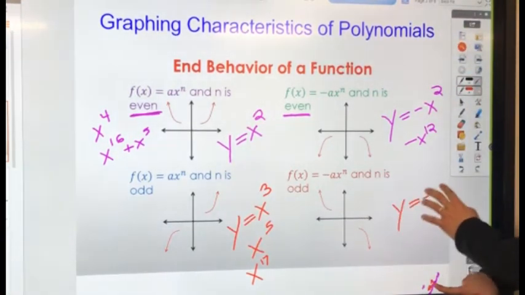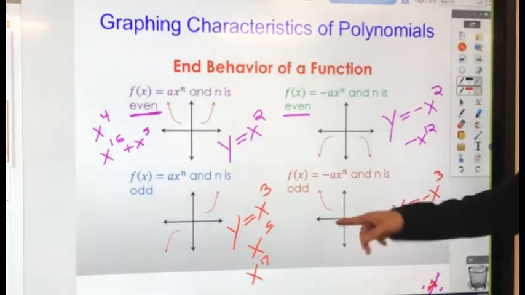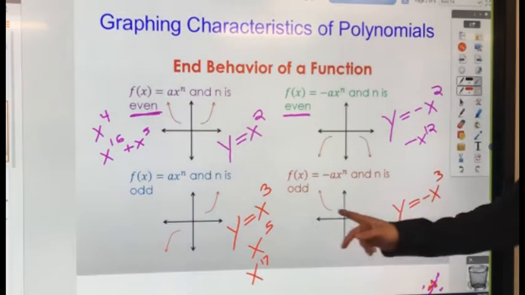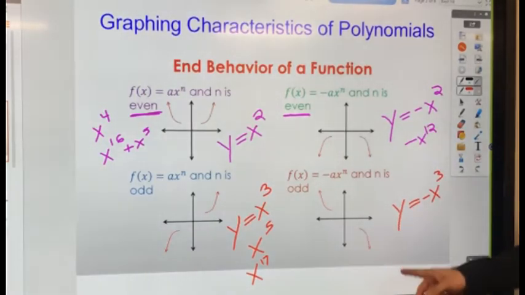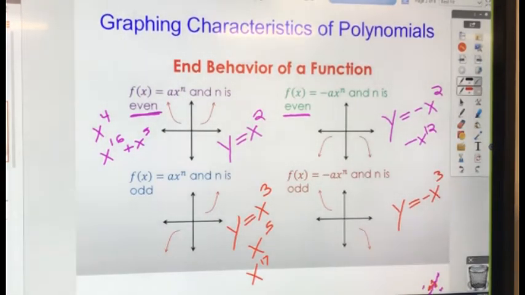And if I slap a negative in front, well then it flips. The left side is going to go up towards positive infinity, and the right side is going to go down towards negative infinity. So you can think of it like this: positive goes in positive slope, and then negative goes in negative slope.